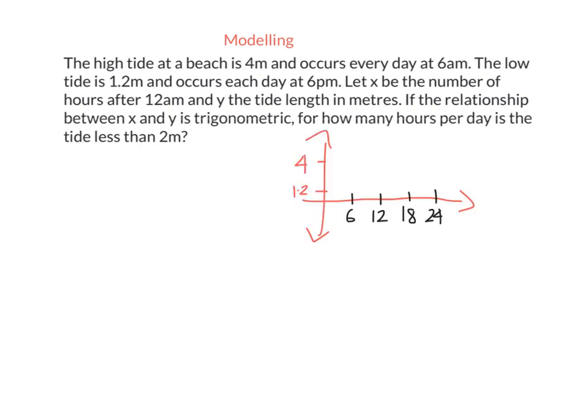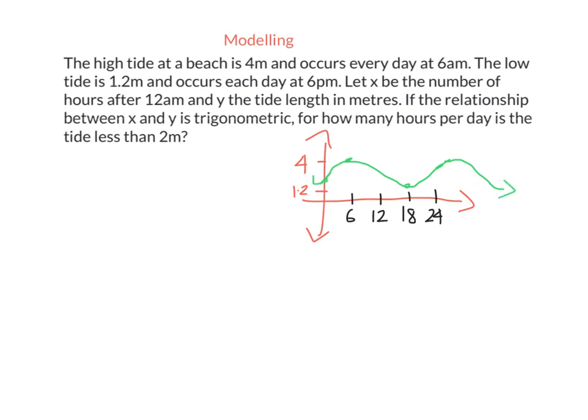So this is what's happening with the tide length, hours after 12 a.m. At 6 a.m. every day, the tide is at its maximum of 4. And at 6 p.m., which is 18 hours after 12 a.m., the low of 1.2 occurs. And this occurs every day. So it goes like this every day. It'll reach another maximum at 30 hours, at 6 a.m. the next day, and it'll reach another minimum at 6 p.m. the next day, and so on.